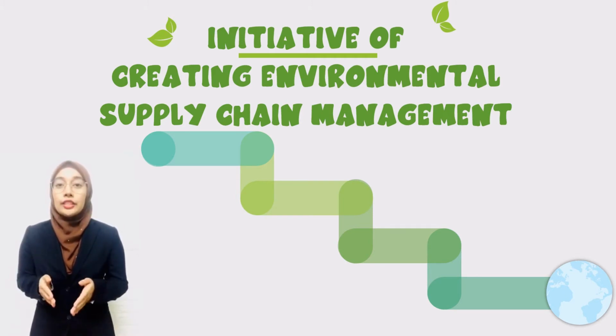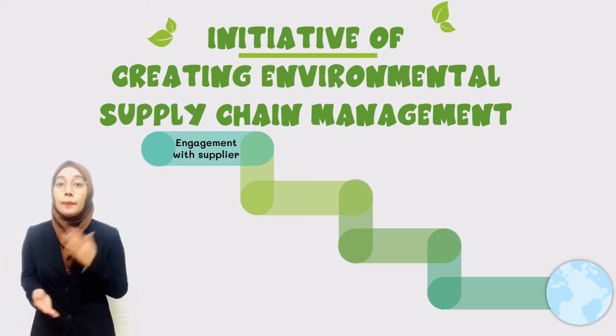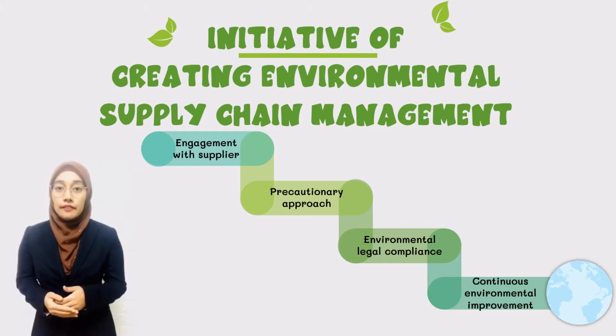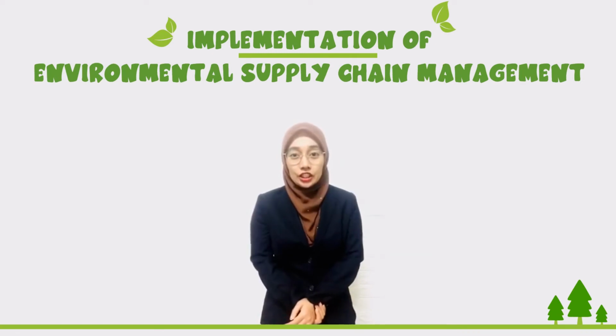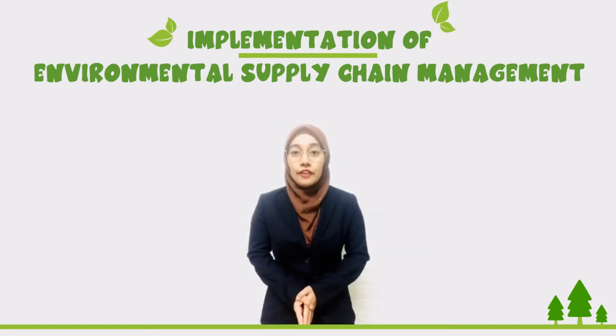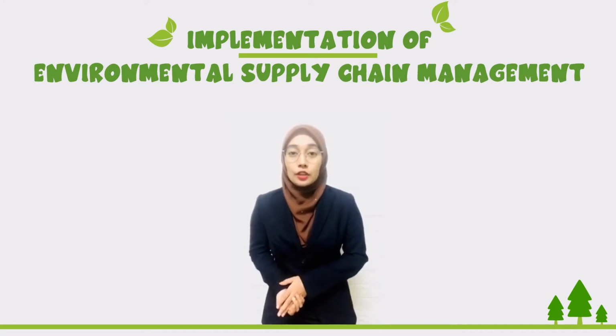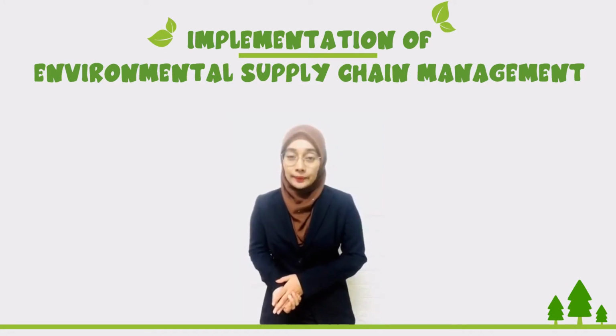It is through engagement with the suppliers and applying the precautionary approach, environmental legal compliance, and strategic and continuous environmental improvement in the supply chain. The practical initiative steps in the implementation of environmental supply chain management are through the use of eco-labeling and guidelines on responsible supply chain management.